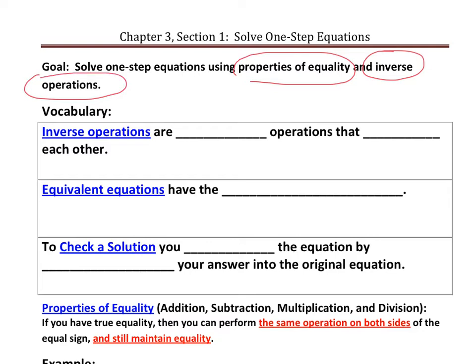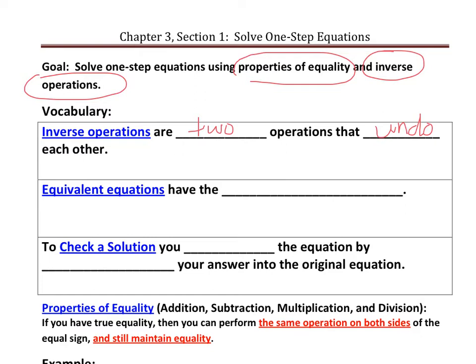So let's start out with the vocabulary. Inverse operations are two operations that undo each other. For example, subtraction undoes addition. Multiplication undoes division. So addition and subtraction are inverse operations of each other, and multiplication and division are inverse operations of each other. That's what we're going to use to solve equations going forward.